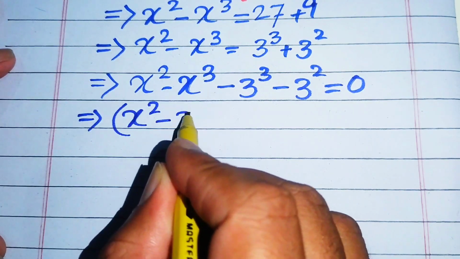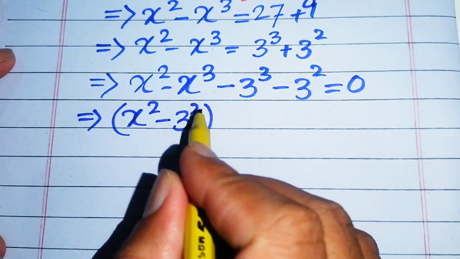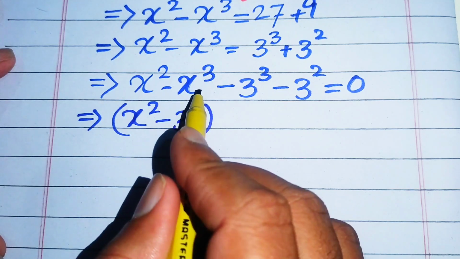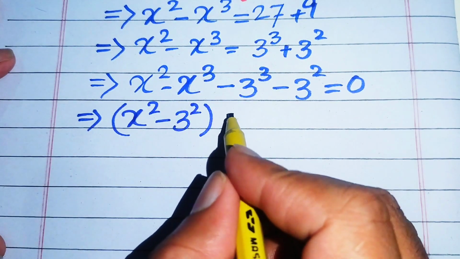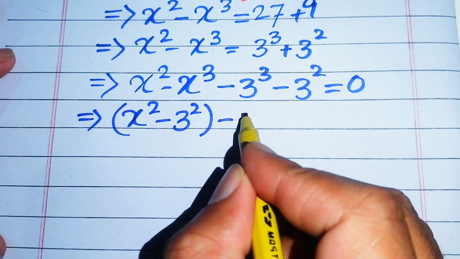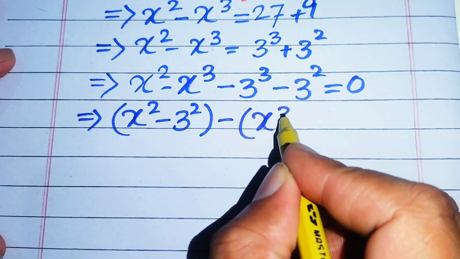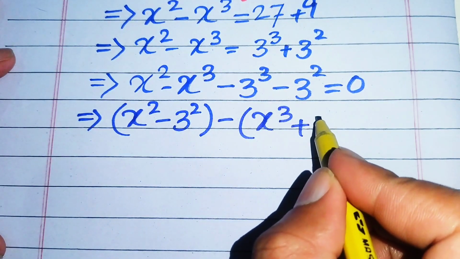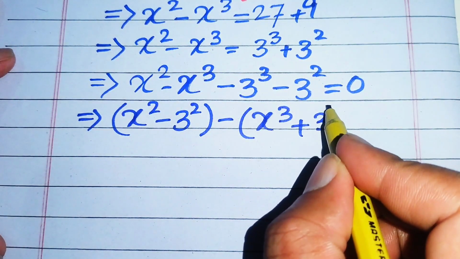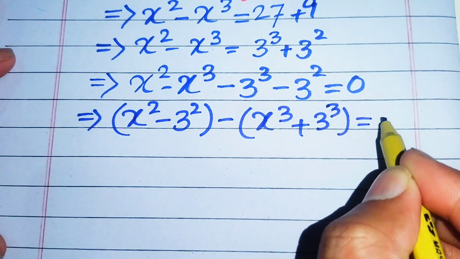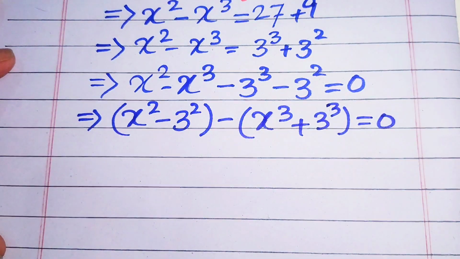Now next we make pairs of the cubic terms as well as the square terms, and we have x squared minus 3 squared, and we take the common minus sign from these two terms, and it is written as minus times x cubed plus 3 cubed, and this equals 0.